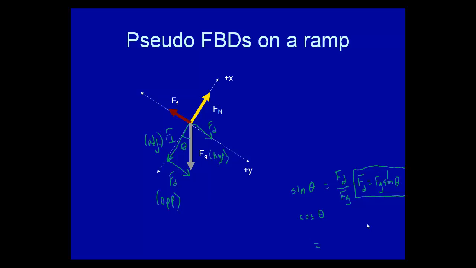Now, cosine is adjacent over hypotenuse. So the adjacent side is the force perpendicular to the plane. So it's force perpendicular divided by Fg. When you solve for force perpendicular, you get force perpendicular is equal to Fg times the cosine of theta. The force perpendicular is the normal force. Now remember, when an object's sitting on a flat surface, the cosine of 0 is 1. So therefore the equation still works.